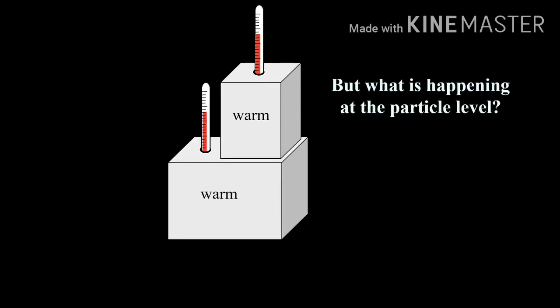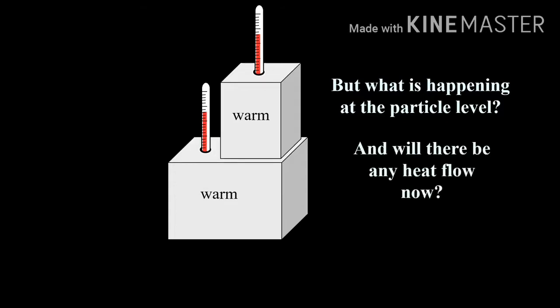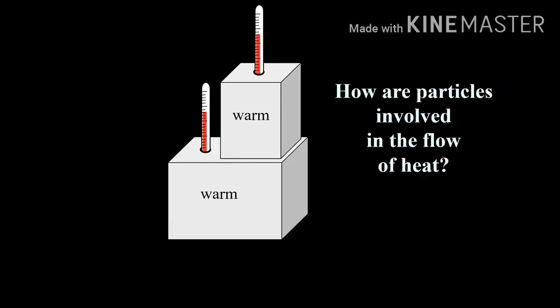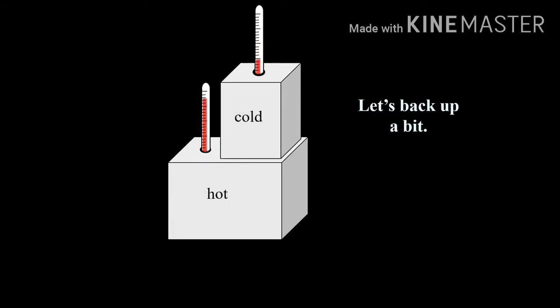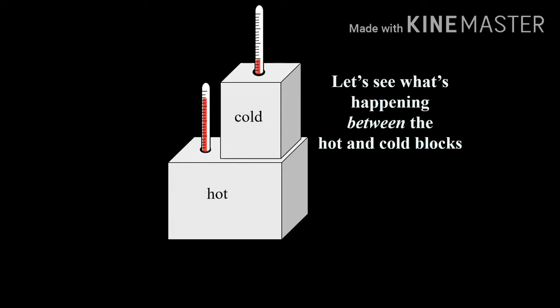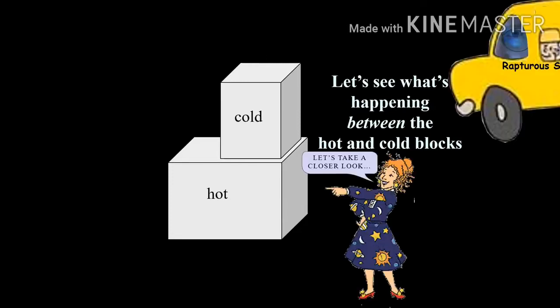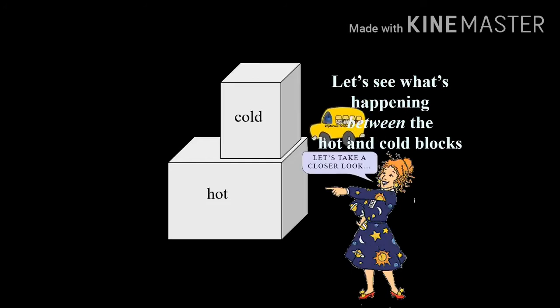But how does that happen? What is happening at the particle level? And another interesting question to ponder is, will there still be any heat flow once the two blocks have reached the same temperature? We will address that question a bit later. To understand heat, we need to understand how particles are involved in the flow of kinetic energy. Let's back up a bit. Starting with hot and cold again, let's see what's happening between the hot and cold blocks. We'll take a closer look using a magic bus.